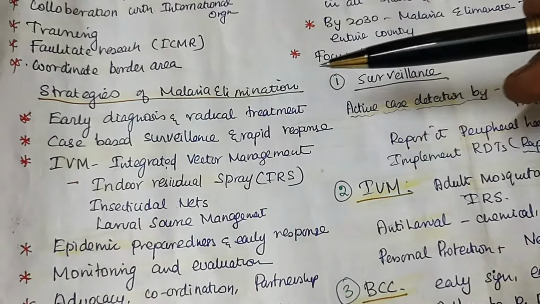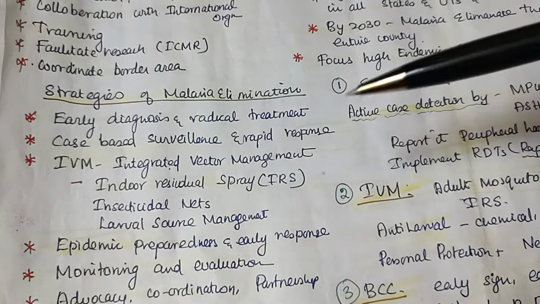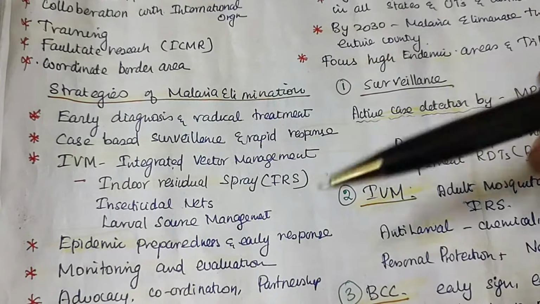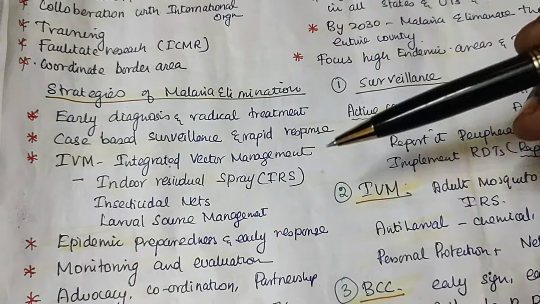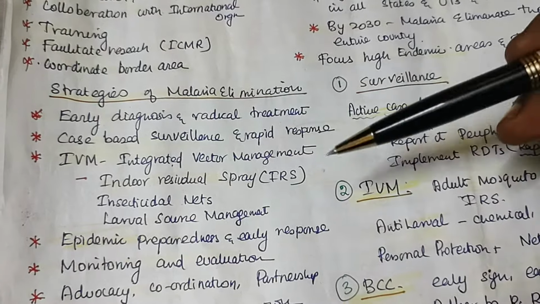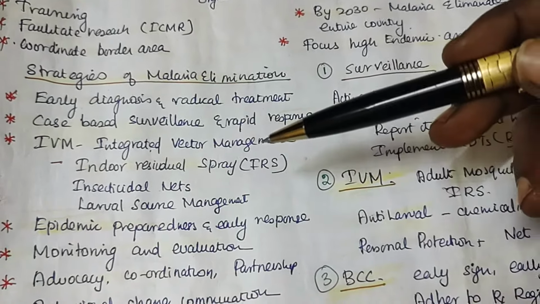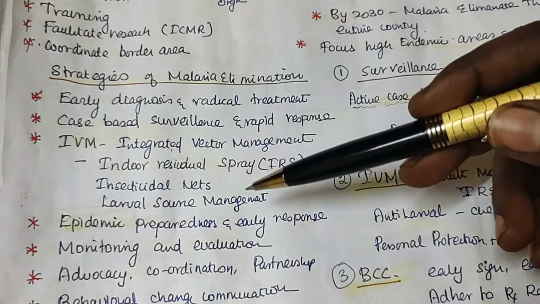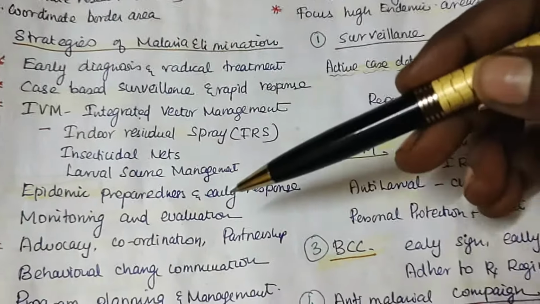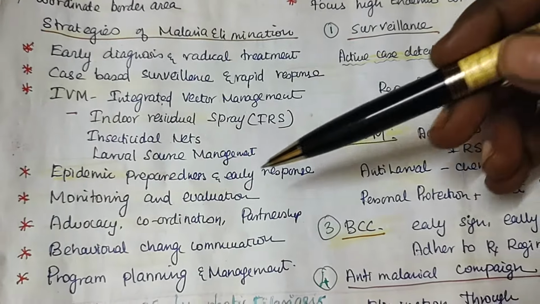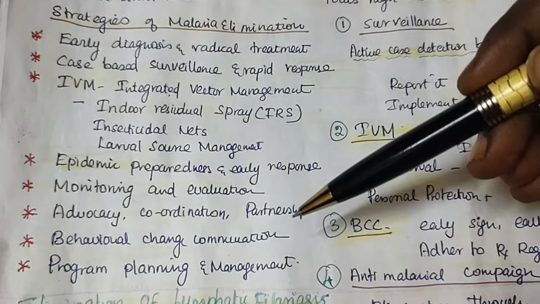First is early diagnosis and radical treatment, case based surveillance and rapid response. When any one case comes, like a snowball, they will find out more cases. Then integrated vector management. Look at the life cycle of the mosquito: egg, larva, pupa, adult. They want to control not only the flying vector but to kill all the stages. So indoor residual spray, insecticide and larval source management, where stored water is changed and people are motivated at home. And epidemic preparedness for early response, monitoring and evaluation, advocacy, coordination and partnership, and behavioral change communication, BCC.